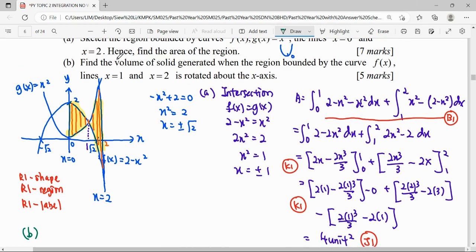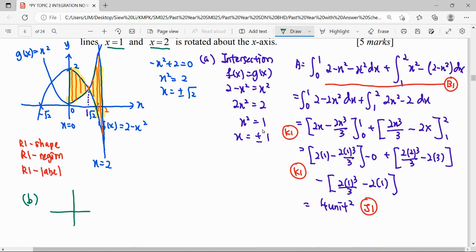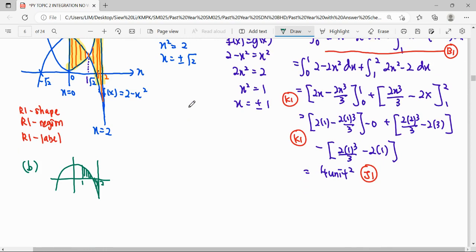Then we go for question B. They say find the volume of the solid generated when the region bounded by the curve, so for the curve f(x) only, is rotated. You can notice that it's for the curve f(x) only, so no longer for this region. So only focus on f(x) and the lines x equals 1 and x equals 2. So for this situation, our region is different from before, where f(x) is like this, between x equals 1 and x equals 2 here. So this is the region that you want to rotate about the x-axis to find our volume.